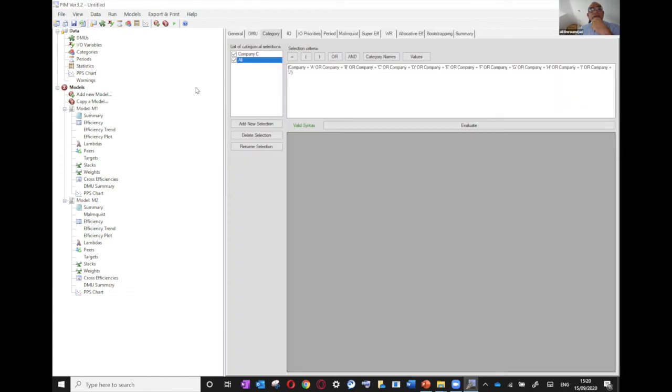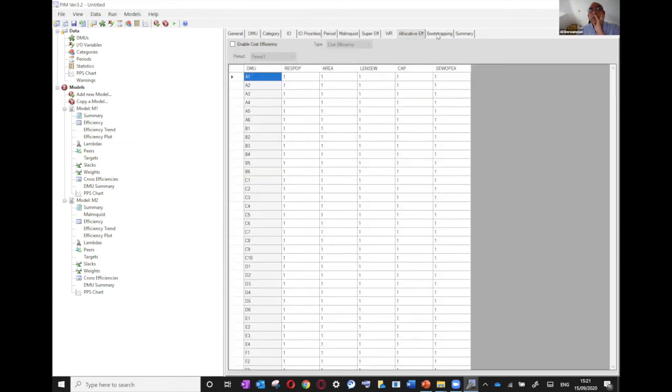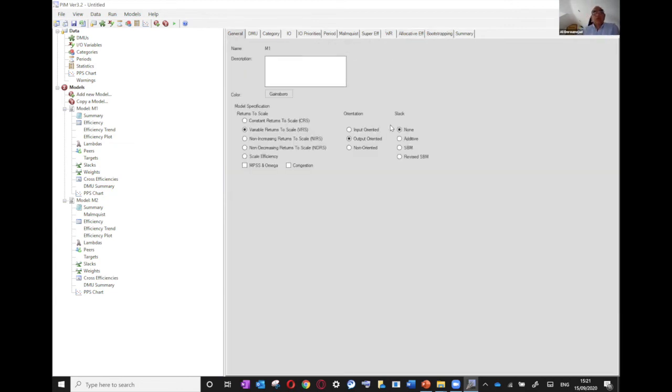Other features of the software include I/O priorities, period selection, and of course the Malmquist index. We have the Ray and Desli Malmquist index, I mean the variability and the scale. Also, we have the circular Malmquist index. Super efficiency, as Emmanuel explained, can also be used here in the model. Weight restriction is one of the very popular uses in DEA. Allocative efficiencies and bootstrapping are all implemented within the software. Unfortunately, we do not have much time to go through the details, so I'm going to stop these demonstrations.